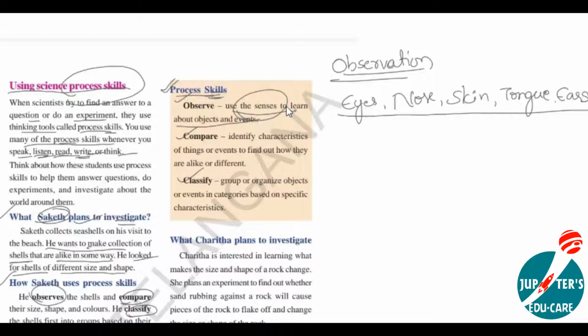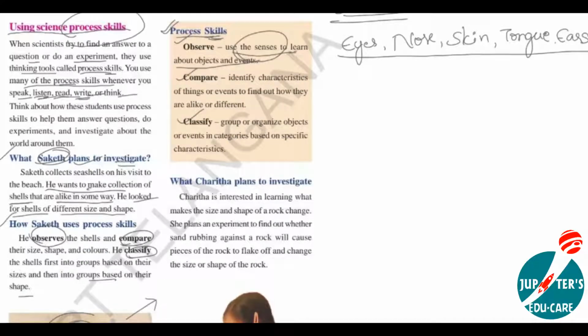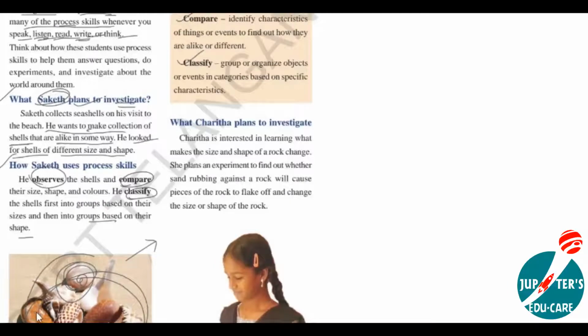To observe something, here Saket is observing what? Seashells. In the observation of seashells, he must use his sense organs. By using the sense organs, he observed them. How did he use his sense organs? First of all, he has to take one seashell. See here, if you see all these seashells, they are in different colors. I'll write here again.